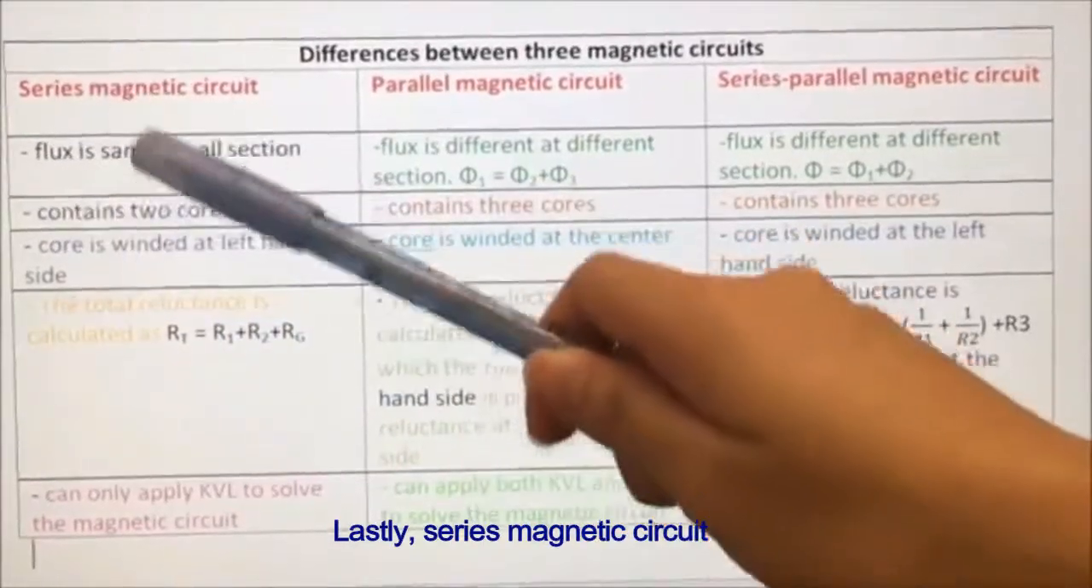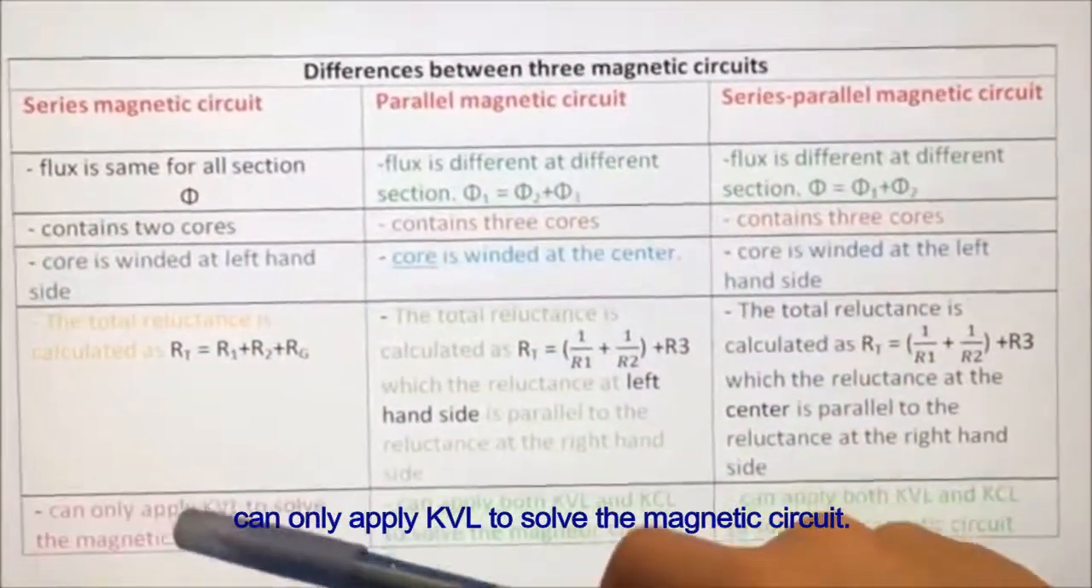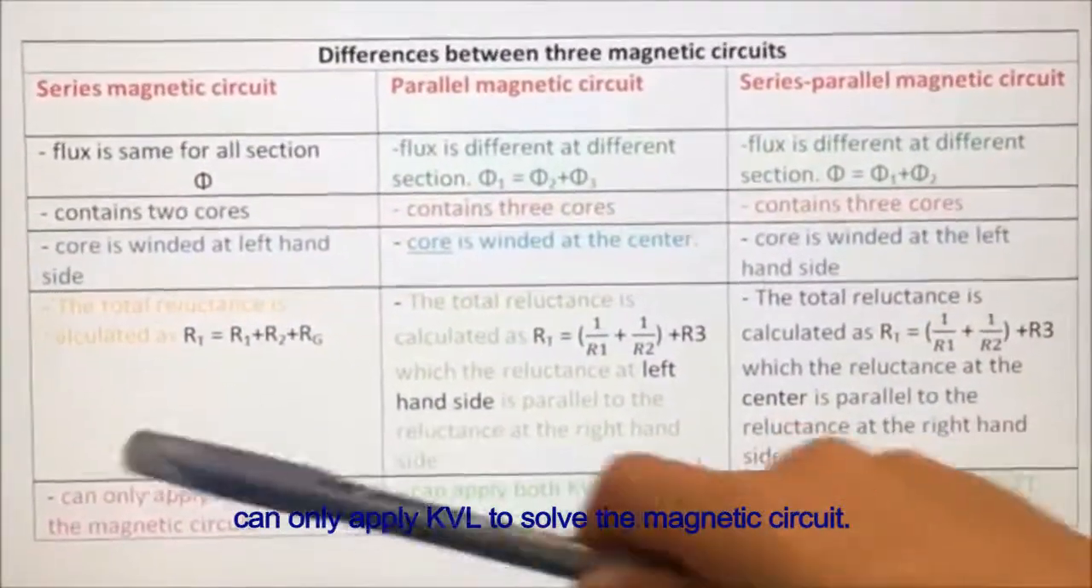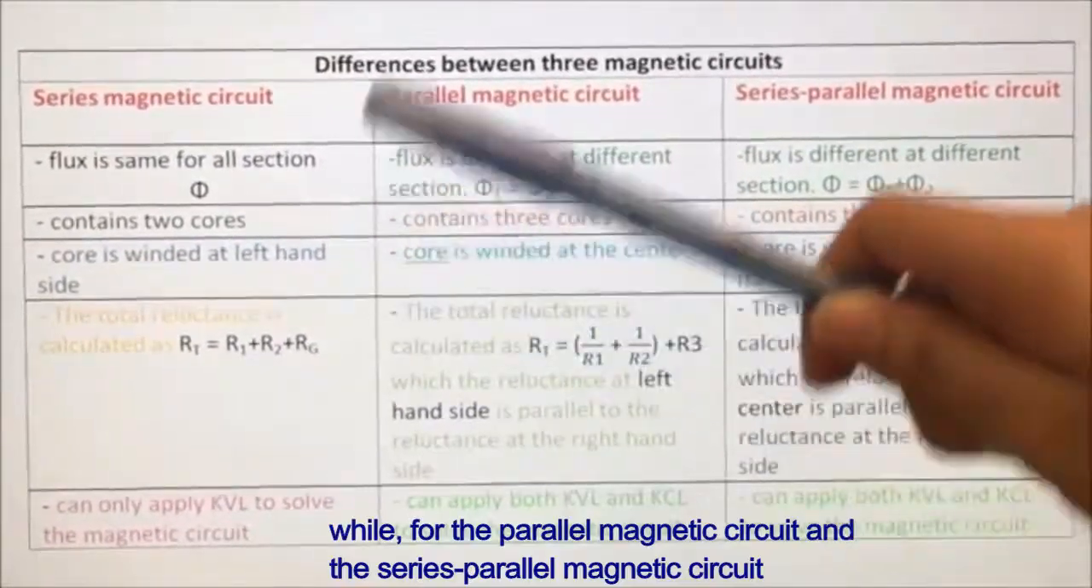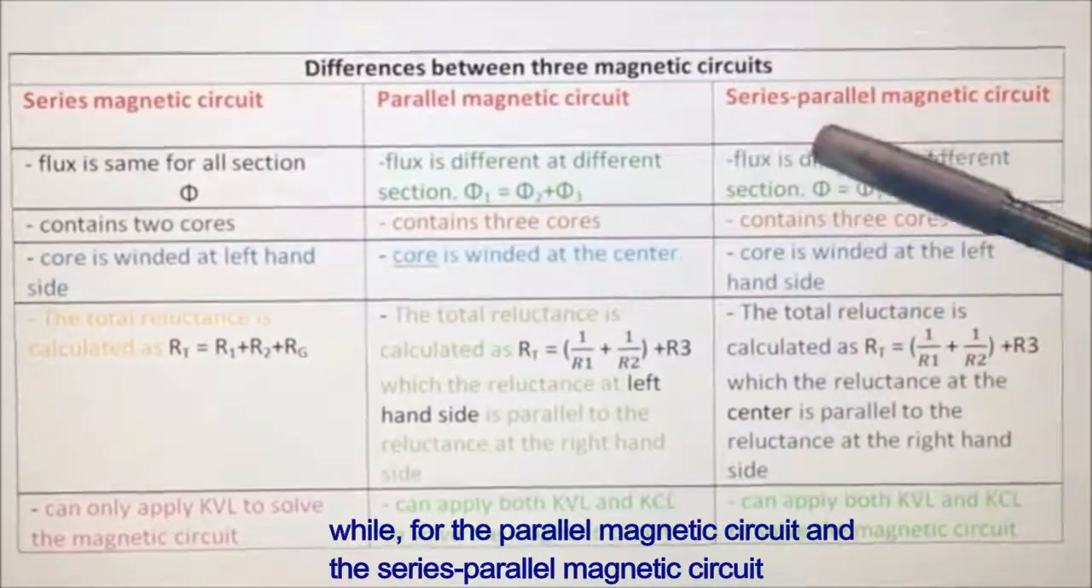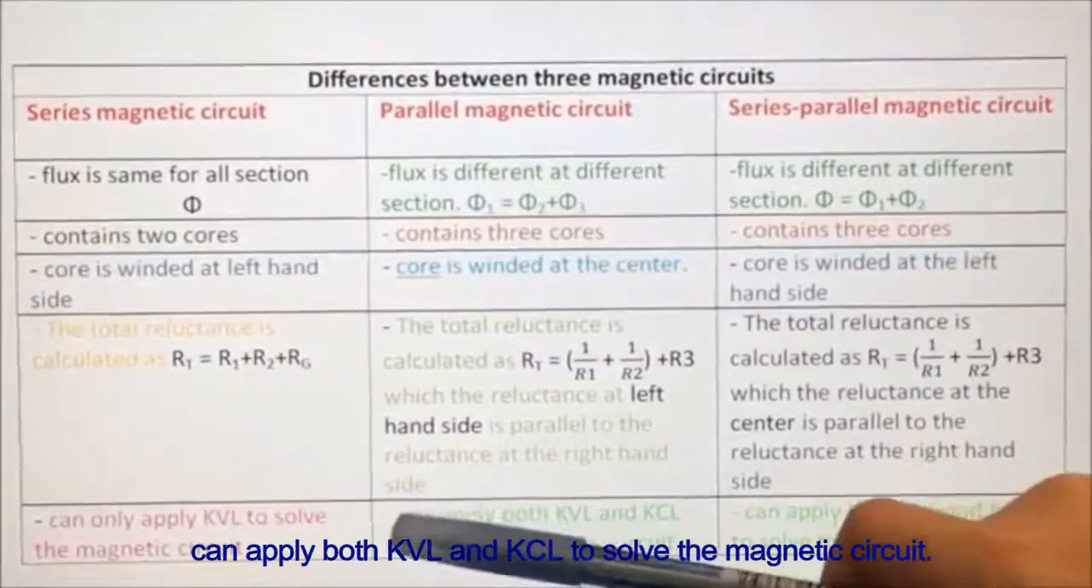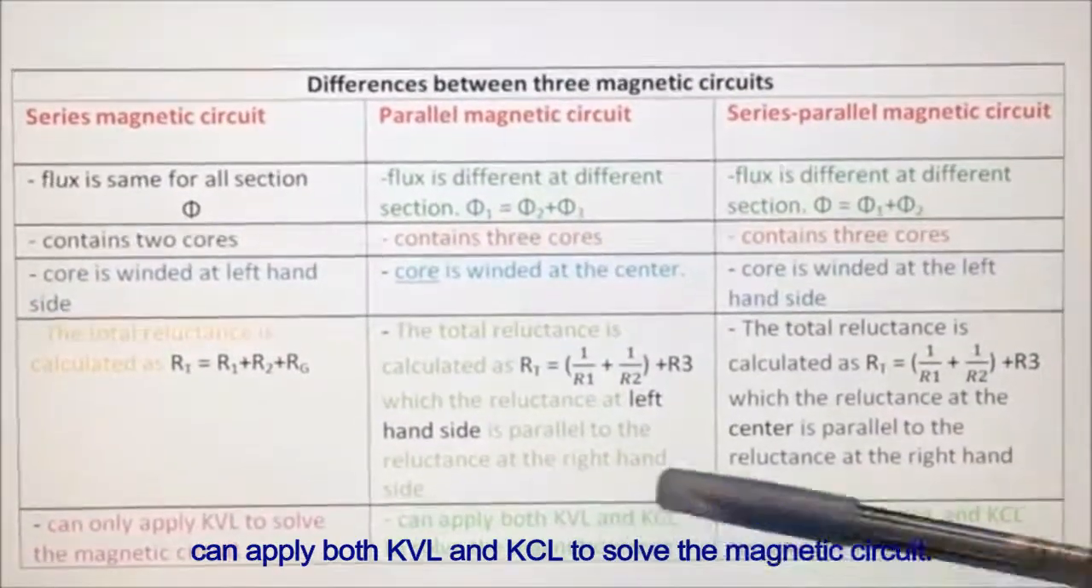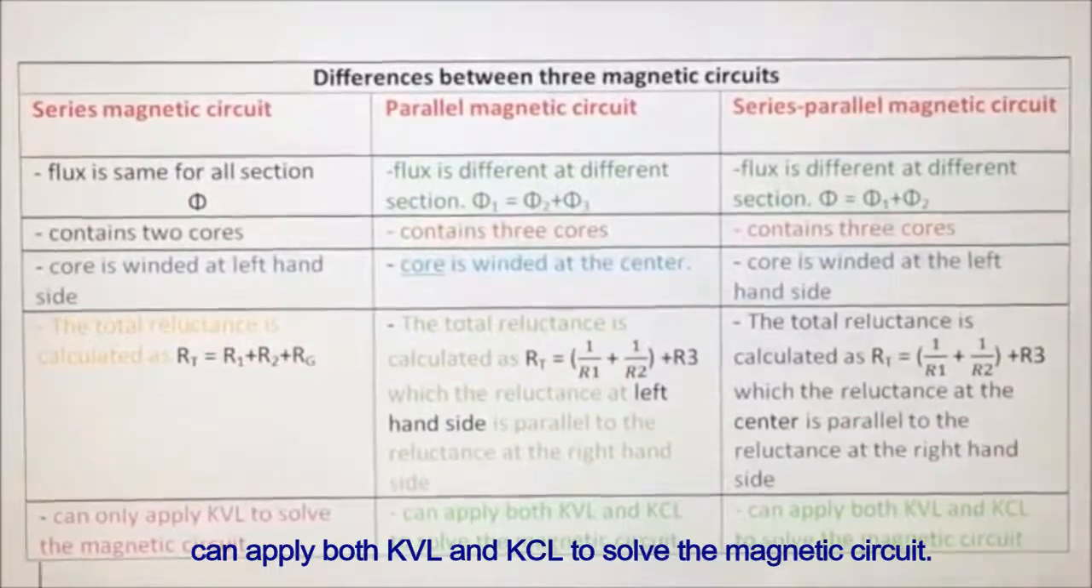Lastly, for series magnetic circuits we can only apply KVL to solve the magnetic circuit, while for the parallel magnetic circuit and the series parallel magnetic circuit, both KVL and KCL can be applied to solve the magnetic circuit.